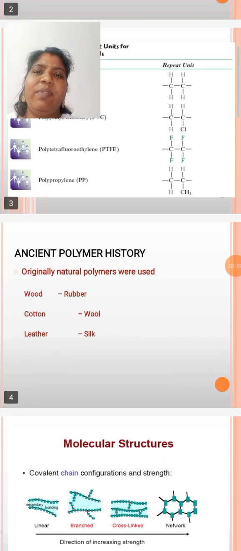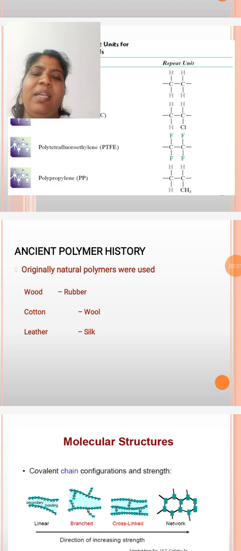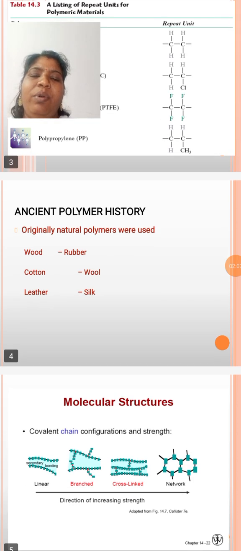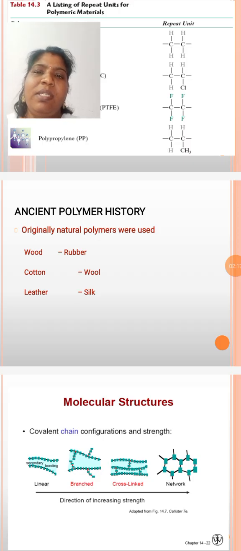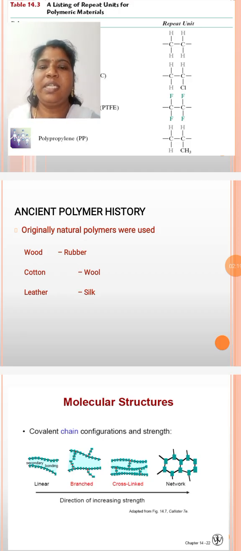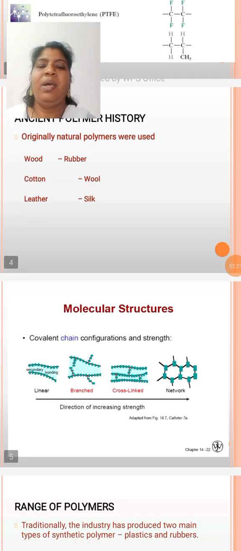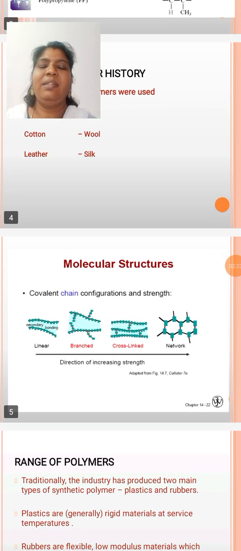In ancient days, we used natural polymers: we get rubber for the rubber industry, cotton, wool, leather, and silk. So there were different natural polymers before, but nowadays we have many synthetic polymers used in day-to-day life. The synthetic polymers have different molecular structures, and according to that, the nature of the polymer will change.